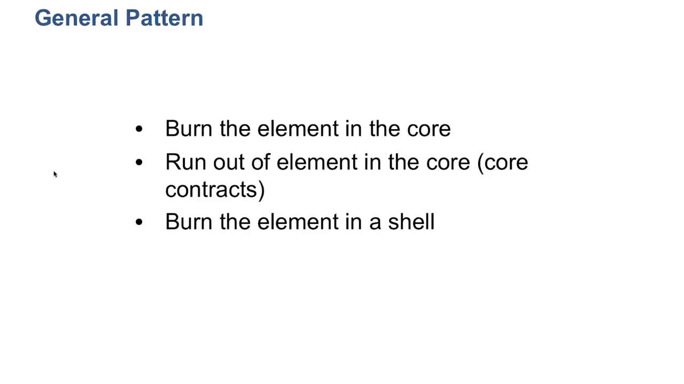Okay, so what's the general pattern? It is that you burn an element in the core, first hydrogen and then helium. You run out of that element, the core contracts, you burn that element in a shell, until the core gets hot enough to burn the next element, in which case the next element starts burning.